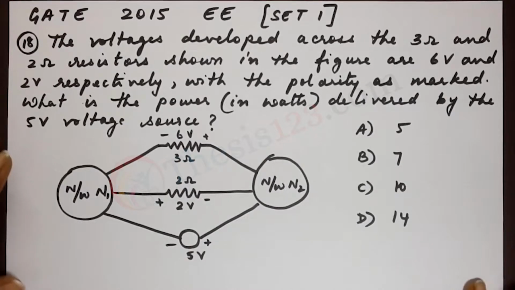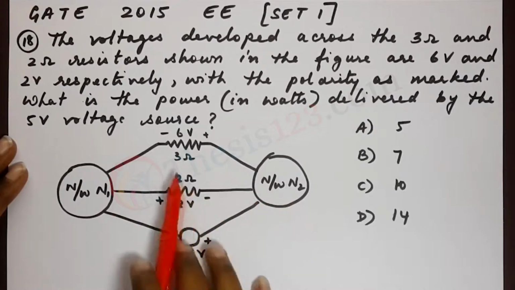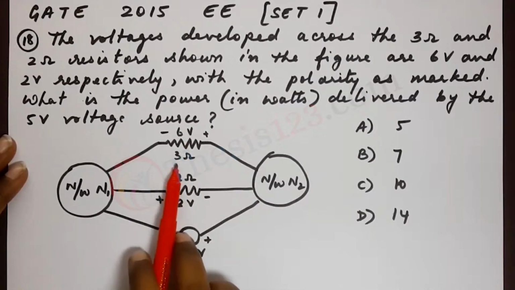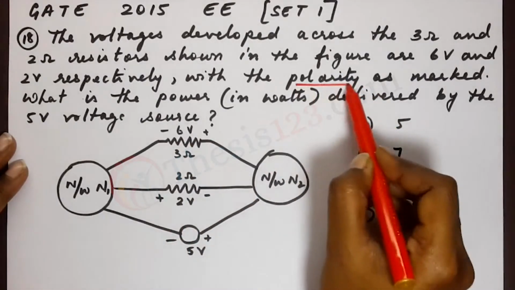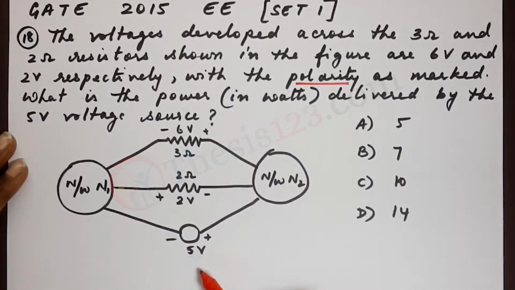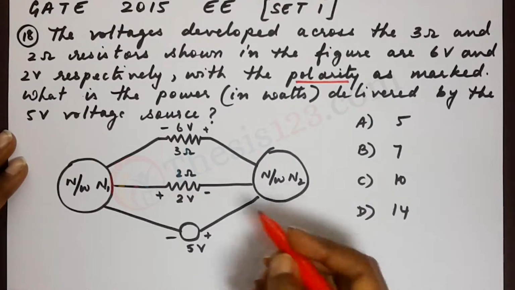Okay, so here in this diagram we see that we have 2 networks, and between the 2 networks we have 2 resistors with the polarities. Now this is important, we'll have to note the polarity. So since the polarities are given to us, let's mark the direction of currents.